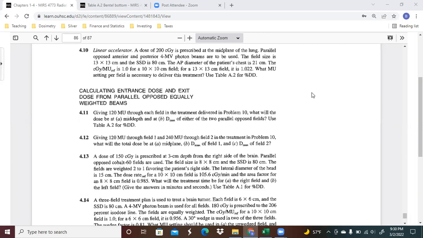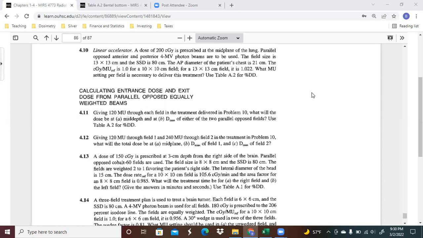Okay, so for problem 4.11, we're going to be giving 120 monitor units through each field in the treatment delivered in the previous problem, which if you've seen before, if you watch the video on that, you know pretty much how that one worked out.